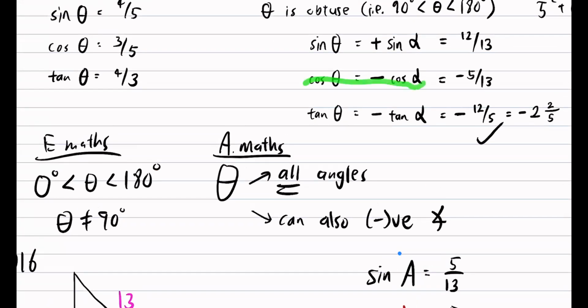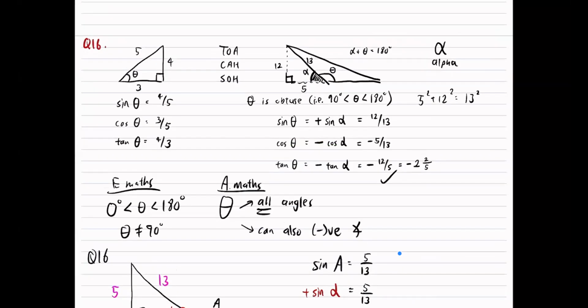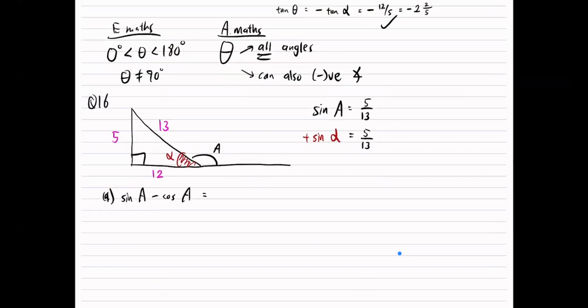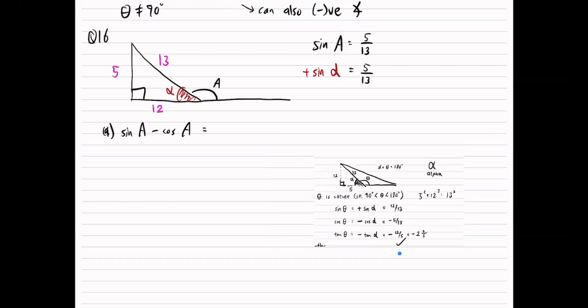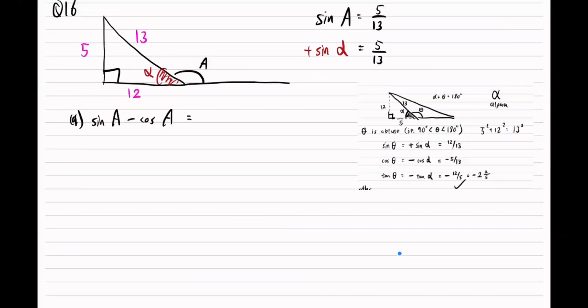Cosine is negative, tangent is negative. Maybe it's better if I just take a screenshot and place it at the side. Copy, paste it here in a smaller version so you can look at it while I'm writing.